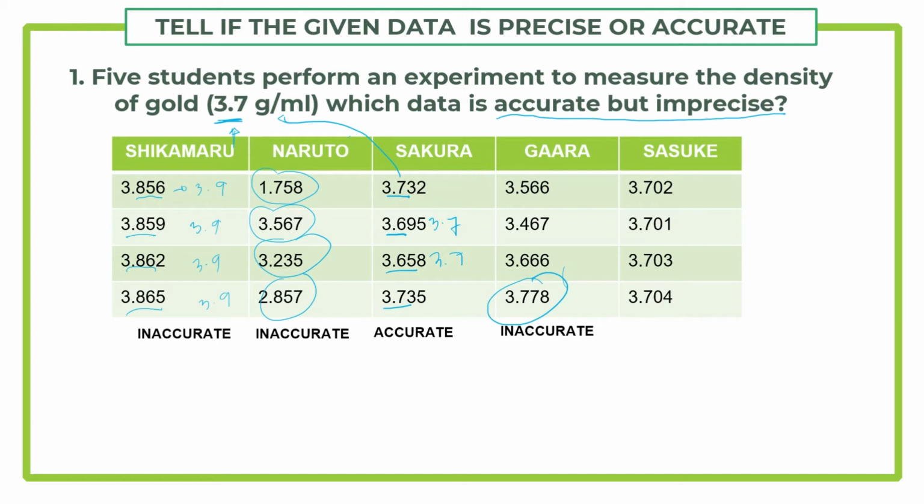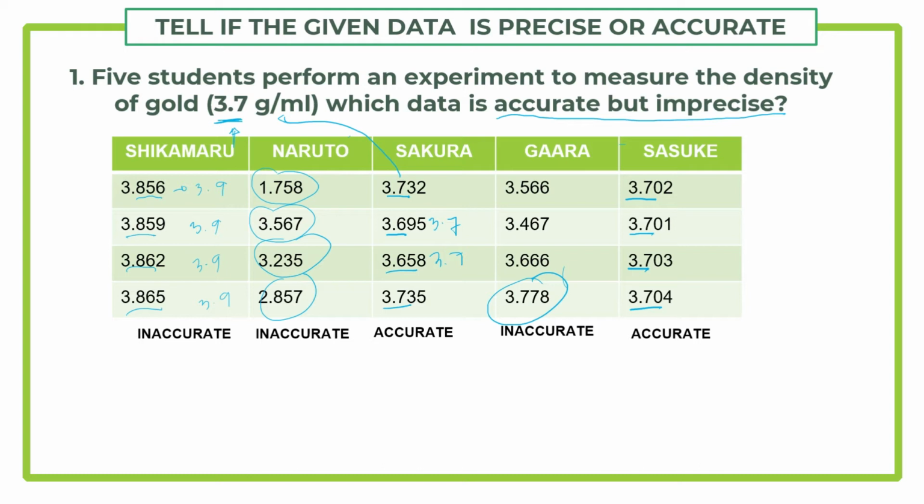Okay? Next one is accurate pa rin kay Sasuke. Why accurate? We have 3.7, another 3.7, another 3.7, and another 3.7. Okay? So that is the accuracy in terms of a real life data na meron tayo. Next one is, let's determine if it is imprecise or precise.